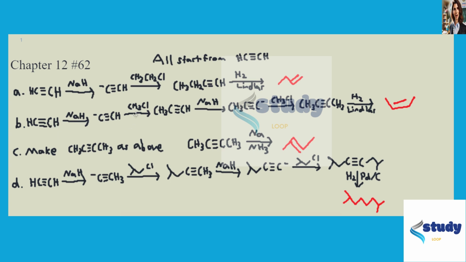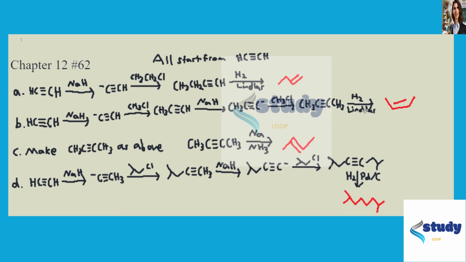Deprotonate the alkyne. This time you only need a methyl chloride rather than ethyl chloride. So you add that in. And then you do the exact same thing to the other side. So you deprotonate the other side of the alkyne. You add another equivalent of methyl chloride. And now you have your 4 carbon chain, but now your alkyne is between carbons 2 and 3.